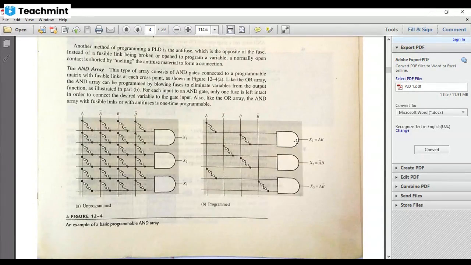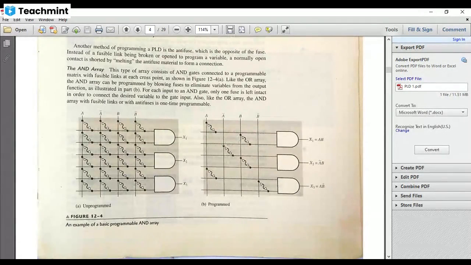Now for the first AND gate, x1 is AB, x2 is A bar B, and x3 is A B bar. So what links are there for the first AND gate? Only the first link we have to keep as it is for the first row, and for the second row, the third link we keep as it is. Otherwise, the second, third, and fourth column links for the first row we have to blow off, that is, make them open.